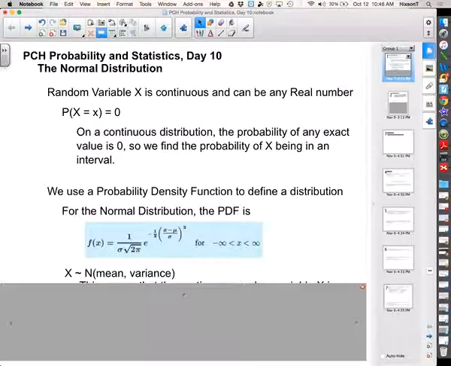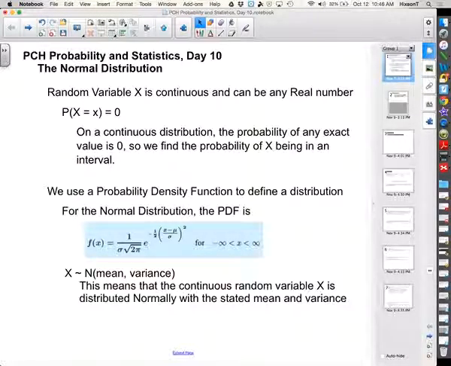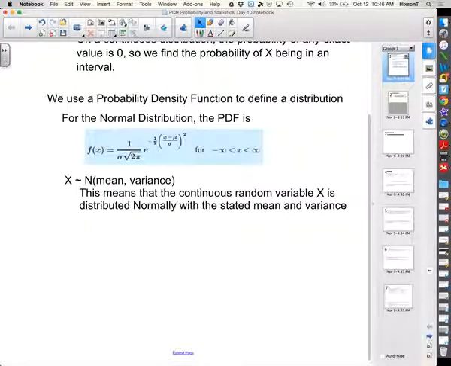It's on the keyboard even. That just means X is distributed normally. That's what the N stands for. So X is distributed normally, and then in the parentheses you'll have two numbers. The first number will always be our mean, and the second number will always be the variance. So there's the description of what that notation is saying: the continuous random variable X is distributed normally with the mean and that variance that's given.